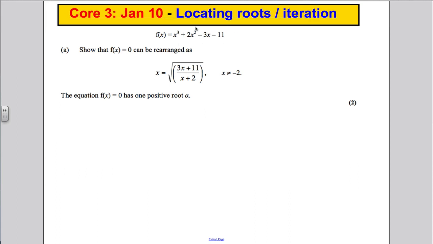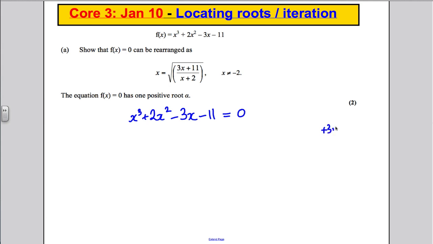Okay, it starts off by giving us this function, and it says show that the equation f of x equals 0 can be rearranged. We are using the fact that x cubed plus 2x squared subtract 3x subtract 11 is equal to 0. If you're a bit confused about where to look, there will be a 3x plus 11 on one side of the equation, and you've almost got that here, but you've got negative 3x subtract 11.